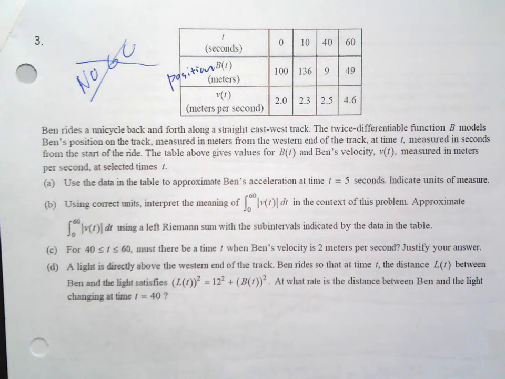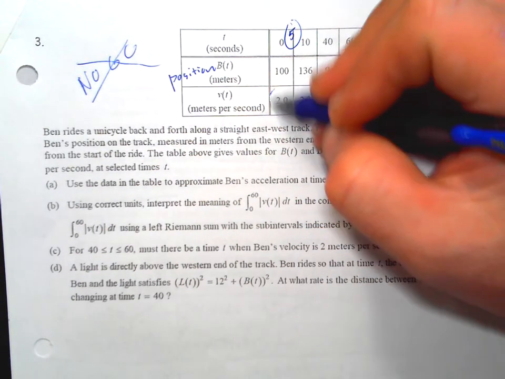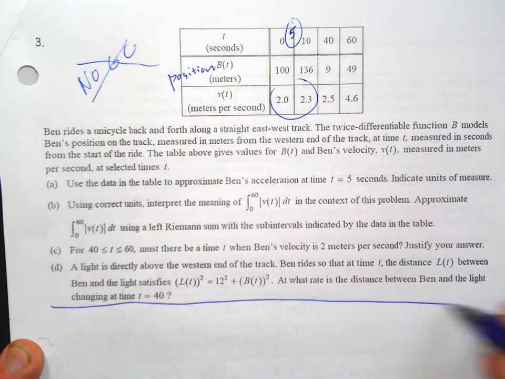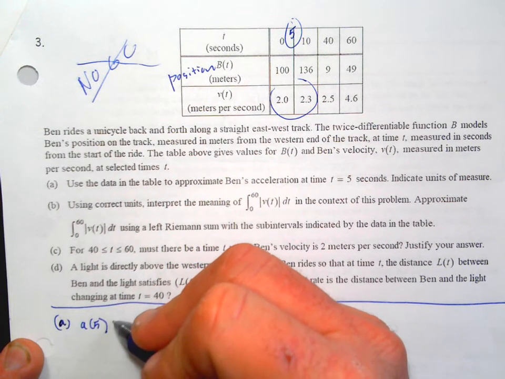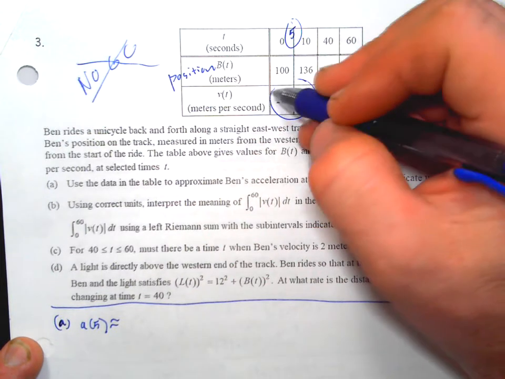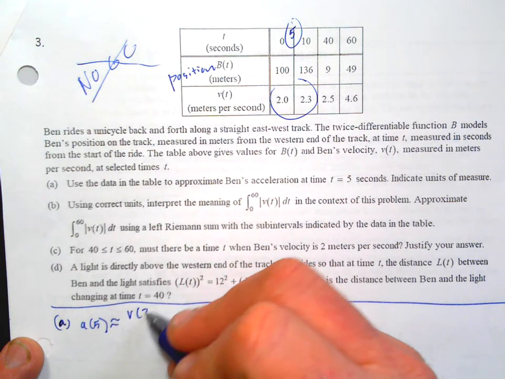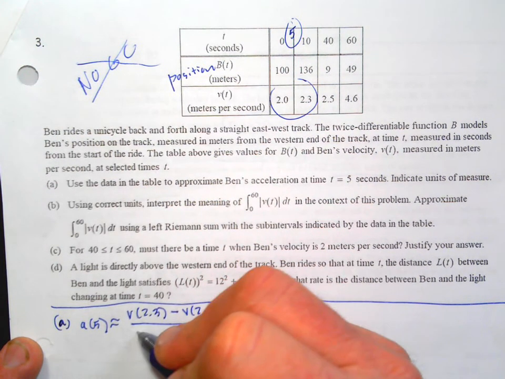Use the data in the table to approximate Ben's acceleration at time 5. Indicate units of measure. So time 5 would be right in here. If you want to estimate acceleration, that's the derivative of velocity. So we want to estimate the acceleration at 5, which would be approximately the slope of the velocity line from 2 points as close to 5 as possible. So that would be velocity at 2.3 minus velocity at 2.0 over 2.3 minus 2.0.